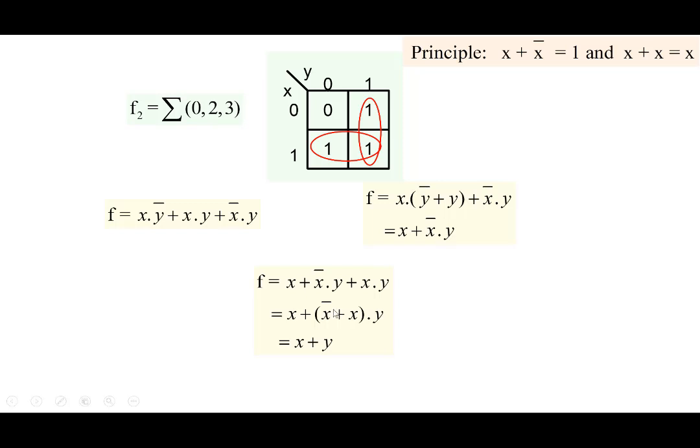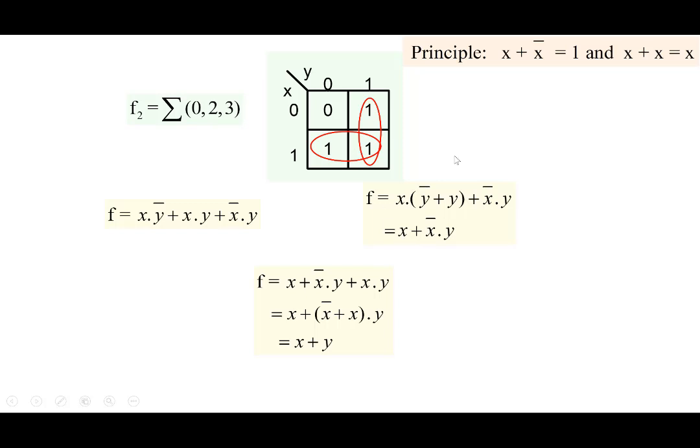So the idea is that when you fill a Kmap, you will have a certain number of ones there. The idea is to cover all the ones in as simple a manner as possible. So we covered these two ones, combining them together. We covered these ones using x here. But then this one was left.